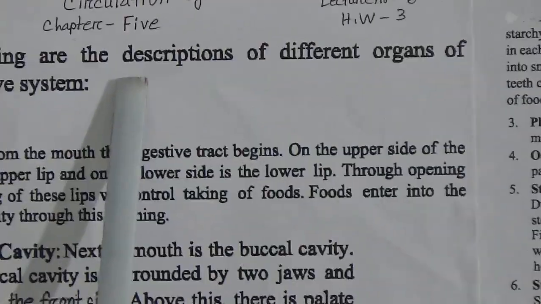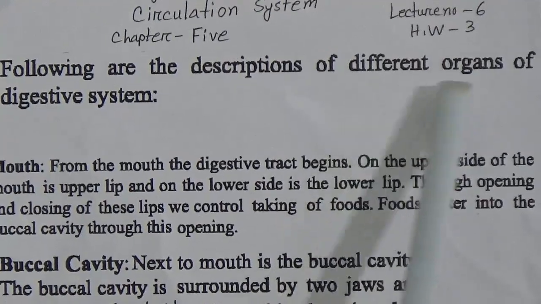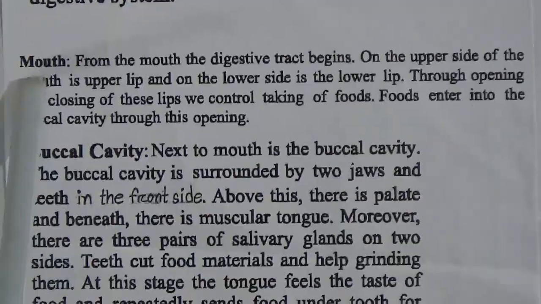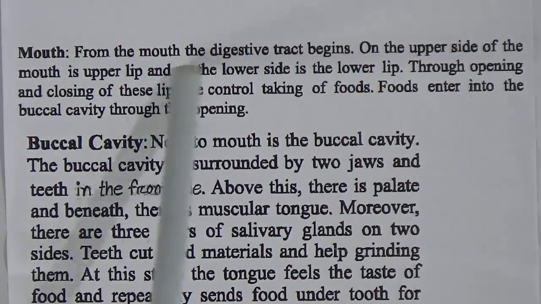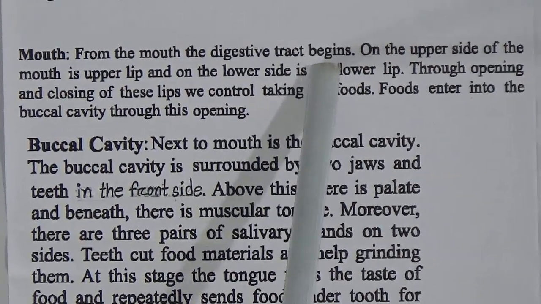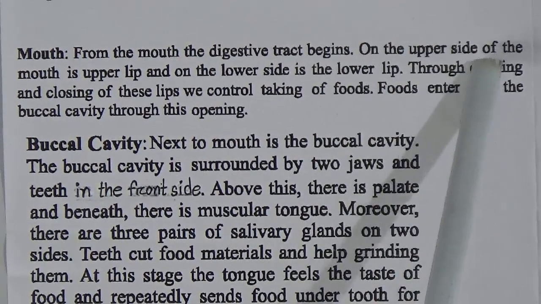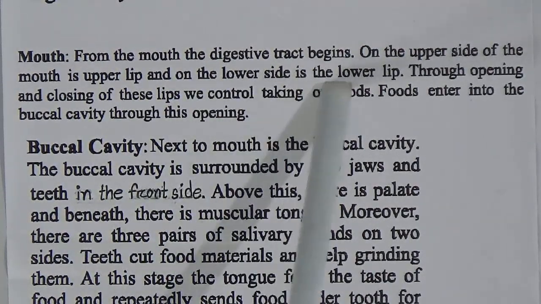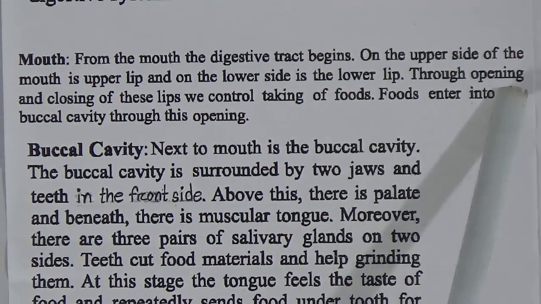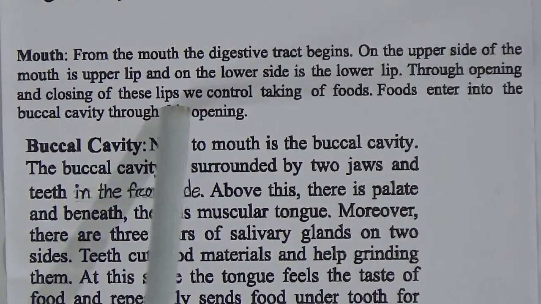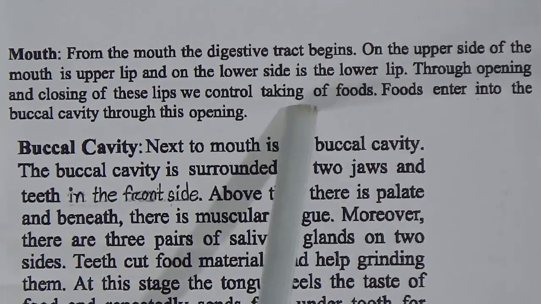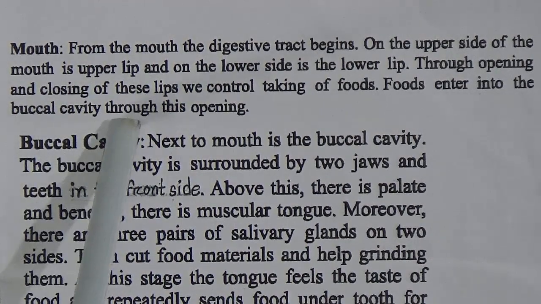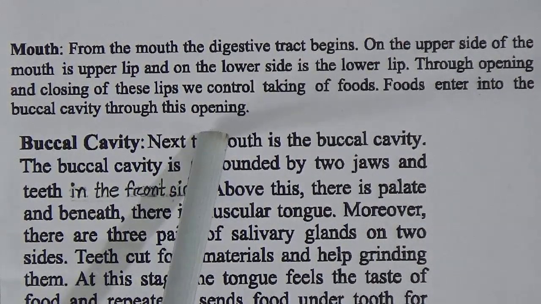Following are the descriptions of different organs of the digestive system. First one is the mouth. From the mouth, the digestive tract begins. On the upper side of the mouth is the upper lip and on the lower side is the lower lip. Through opening and closing of these lips, we control taking of foods. Foods enter into the buccal cavity through this opening.